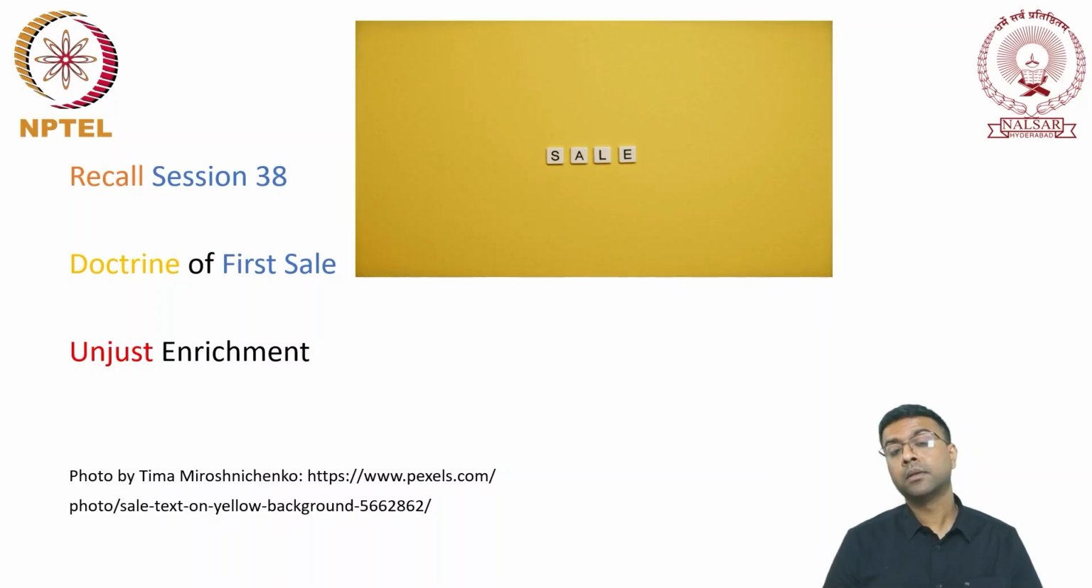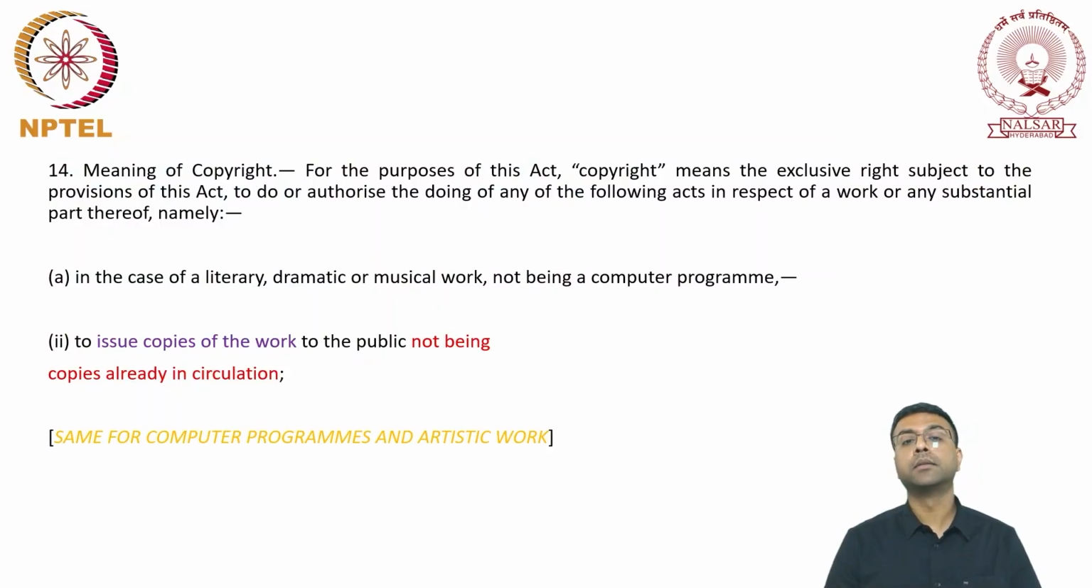We had discussed that upon legitimate sale of a unit in which copyright is subsisting, as per the doctrine of first sale, the copyright holder can no longer control the further distribution of that unit. With that background in mind, let us take a look at the right of issuance of copies. The same provision under section 14, I am not reading the main provision again.